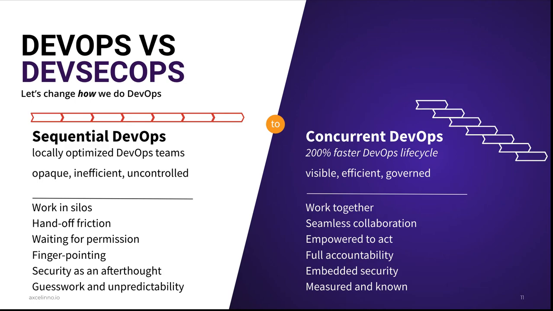What we've seen is that customers tend to get a 200% faster DevOps lifecycle. There's greater visibility, and therefore greater efficiency, and there's some governance in there as well, because it's about sharing information. And some of the other things we talked about: you get embedded security. It's measured and known. Everybody's empowered to act. You get greater collaboration, and everybody's working together.